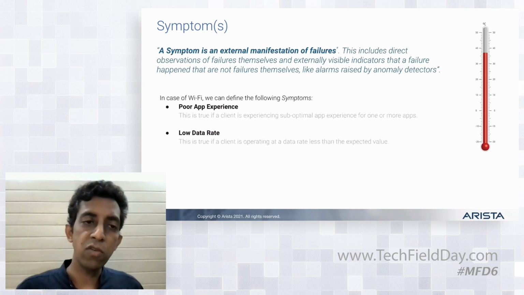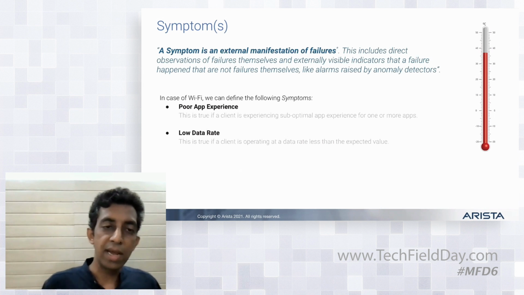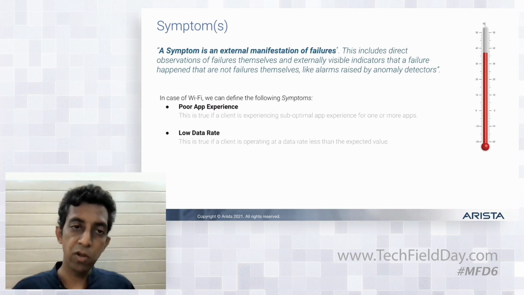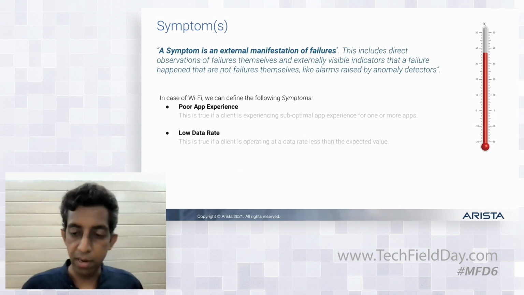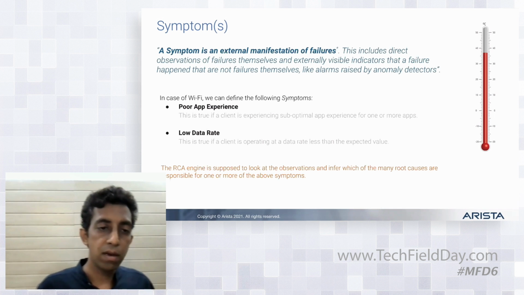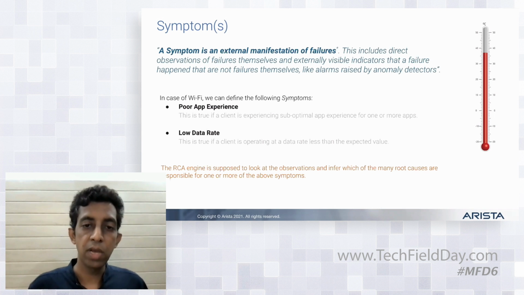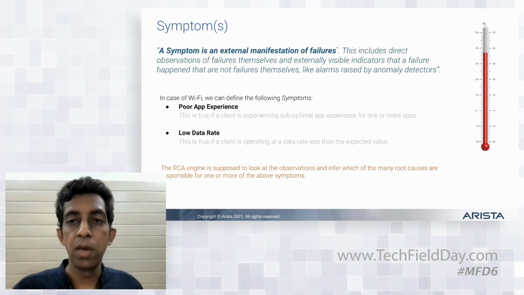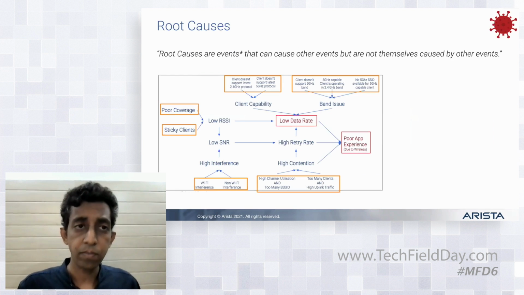And in case of Wi-Fi, you can think of two high-level symptoms. One is that the client is getting poor app experience, which we'll talk more about later. And the other can be low data rate. The client is not getting the data rate that's expected. And an RCA engine like Ava is supposed to actually look at the observations and then infer which of the many root causes are responsible for one of these symptoms, right? So we'll move to root causes from here.